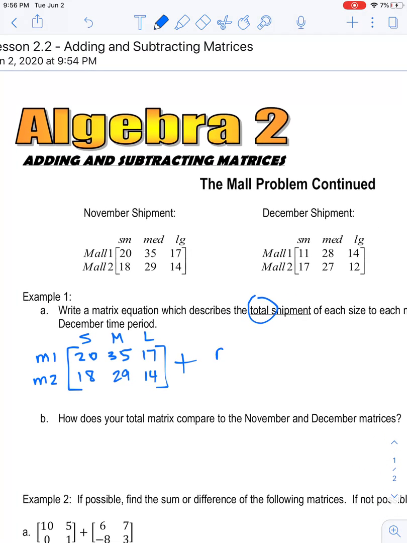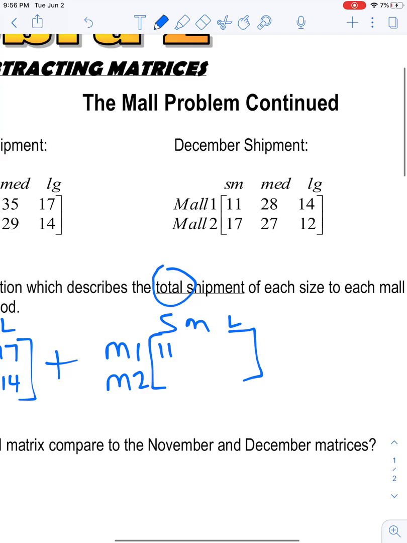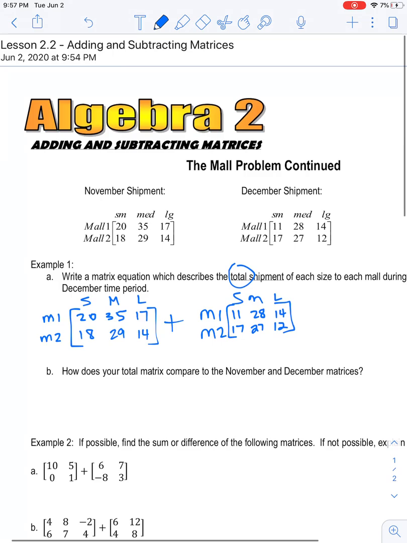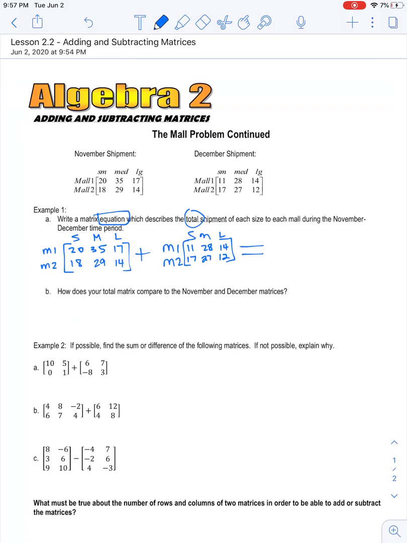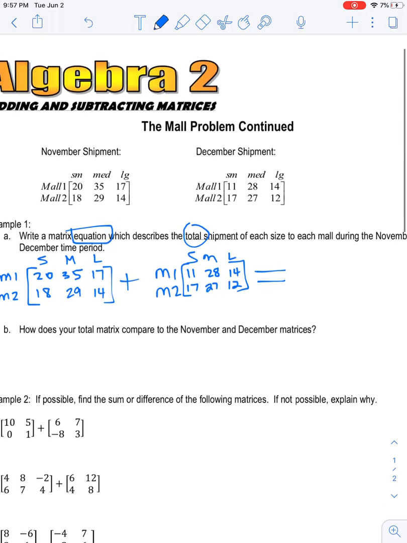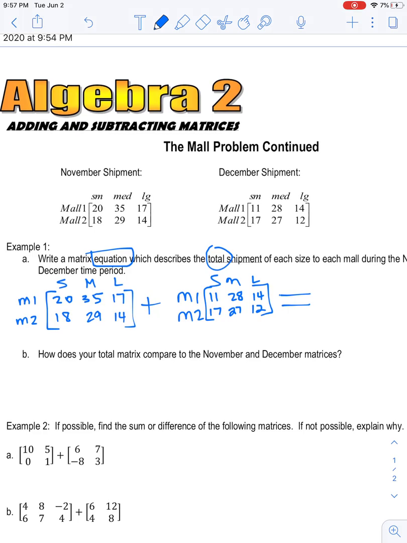And then the next matrix with the labels, we have M1, M2. And then once again, we have small, medium, large. And this time in row 1, our numbers are 11 small, 28 medium, 14 large, 17 small, 27 medium, and 12 large. So another key word here is we're writing an equation. Anytime you're talking about an equation, you should have an equal sign. And now it's time to actually do the work. So to write an equation here to get the total, we are going to be adding corresponding elements.